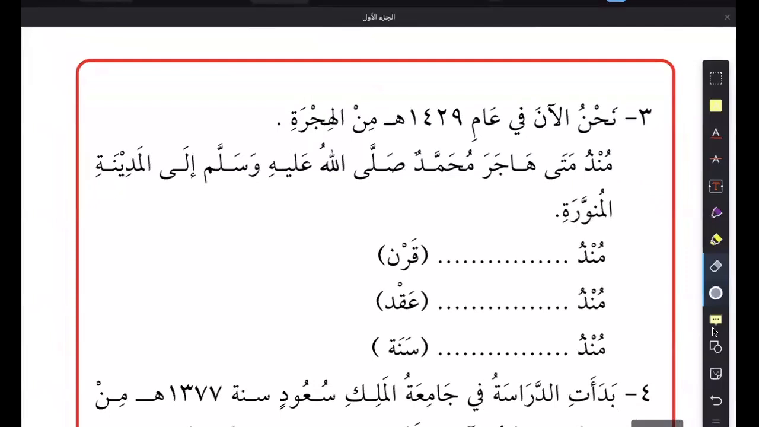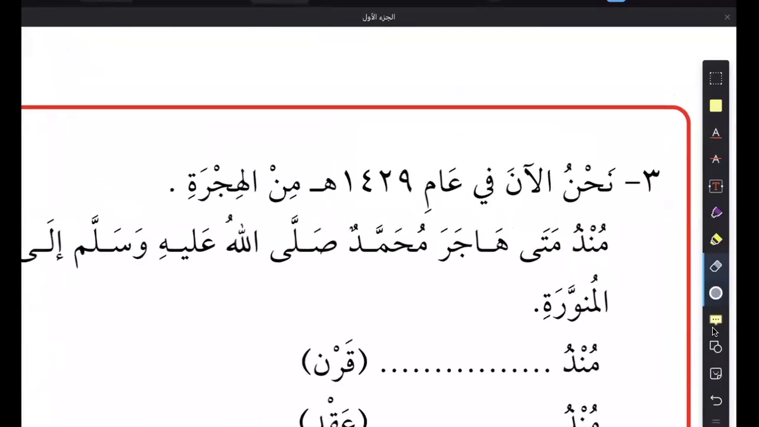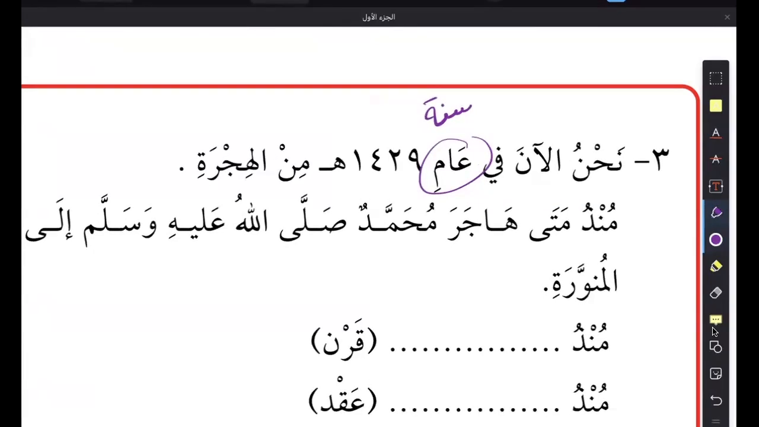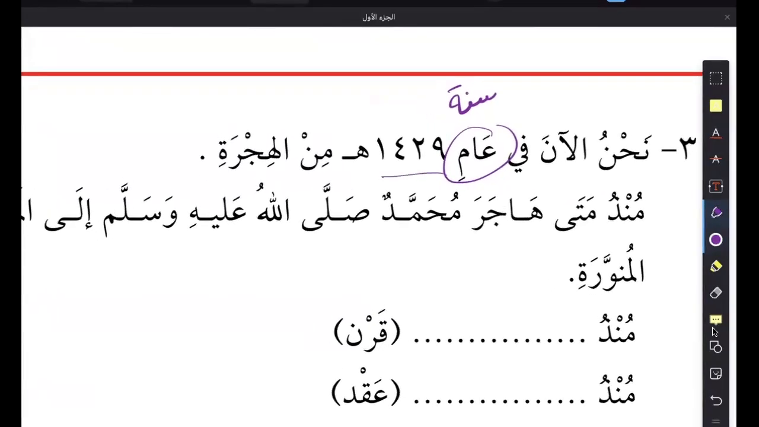Now I will skip them. So it says نحن الآن في عام. Remember we said the عام is the مرادف of what? There was a question. عام is مرادف of سنة. فهمتم? So نحن الآن في عام. Okay, so this is the number.